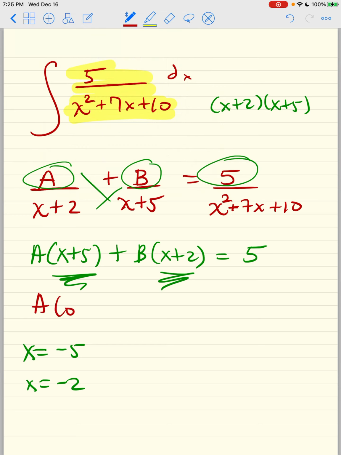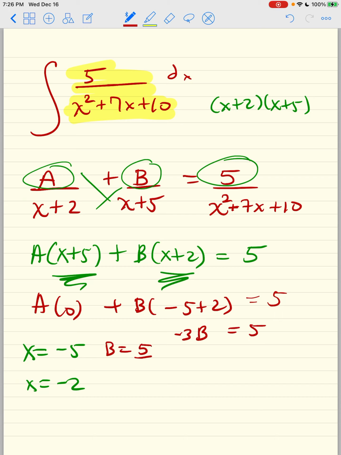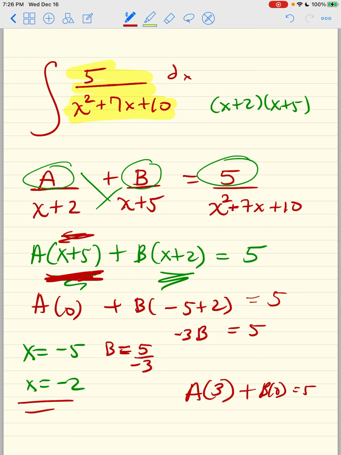So you're going to get A times 0 plus B times negative 5 plus 2 equals 5. Negative 3B equals 5, and therefore B is equal to 5 over negative 3. Okay, now let's plug in negative 2. So that gives me A times 3, plus B times 0, equals 5. So therefore, A is equal to 5 over 3. So I got A to be 5 over 3 and B to be negative 5 over 3.